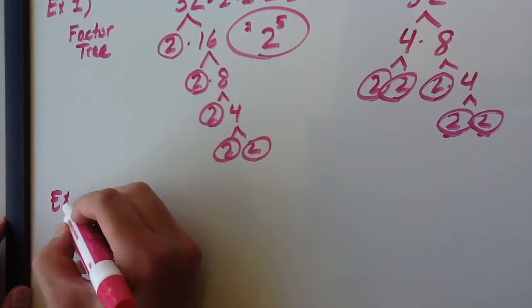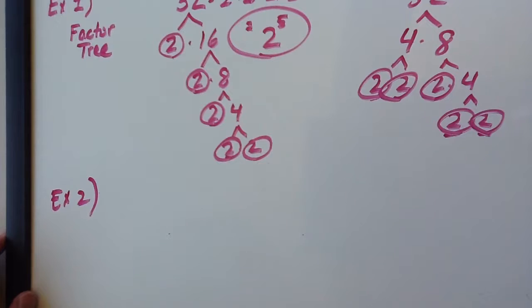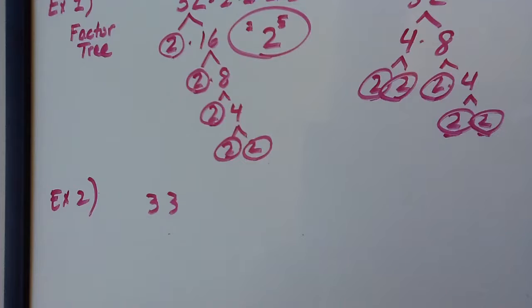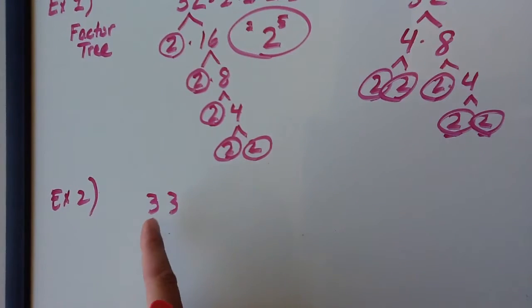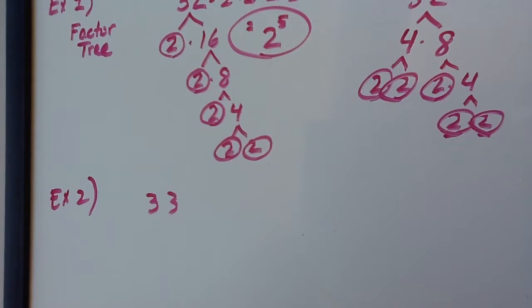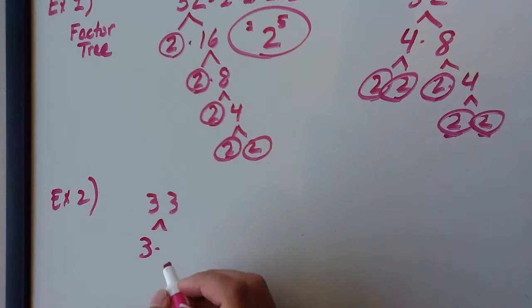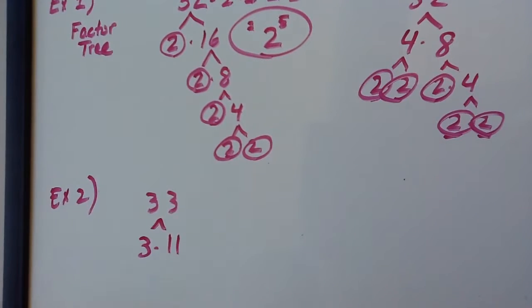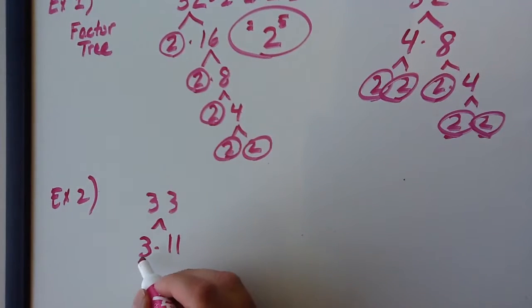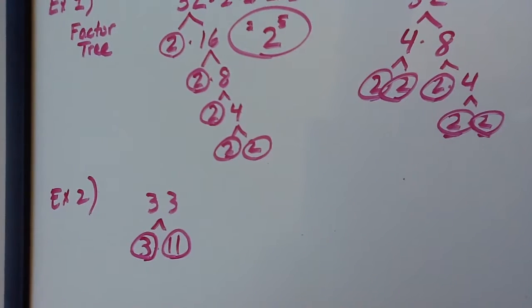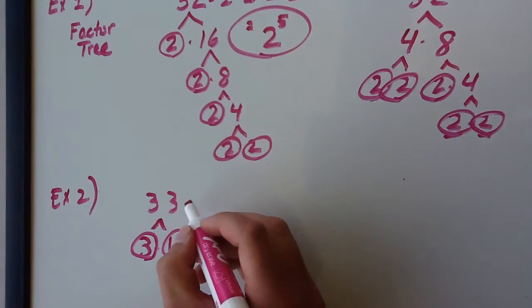Okay, example number 2. Let's write the prime factorization of 33. Okay, I know that 33 isn't divisible by 2 because it's odd, but it is divisible by 3, right? Because if I take the sum of the digits, if I add 3 plus 3, I get 6, and I know 6 is divisible by 3, so therefore this whole number, this 33, is also divisible by 3. So 3 times what would give me 33? Well, that would be 11. Now from here, I can't make any more additional branches because 3 is prime and 11 is prime. And so that is simply the prime factorization.